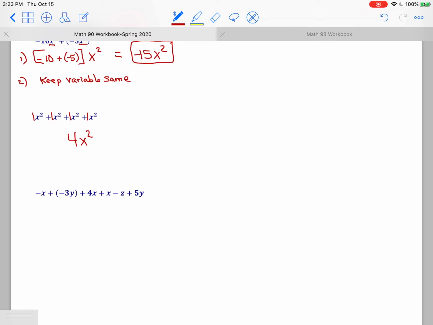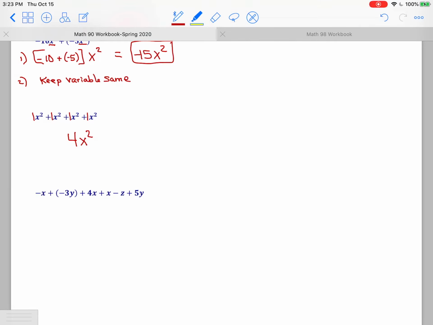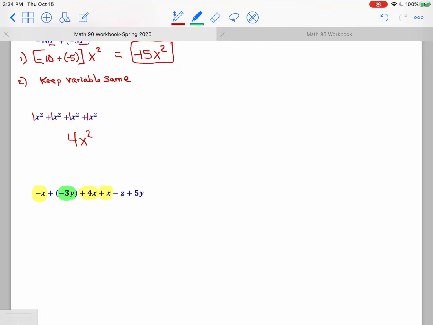All right, lastly, I threw in several different variables. So we have to consider the like terms first. I've got some x's here. Let's see if we can find any more x terms. Here we go. We've got 4 x's here, got another x here, and that's it. Looks like I've got a couple y terms. So I've got a negative 3y plus a 5y. And then I have a z term, but it's just sitting on its own, so I don't need to worry about combining that.